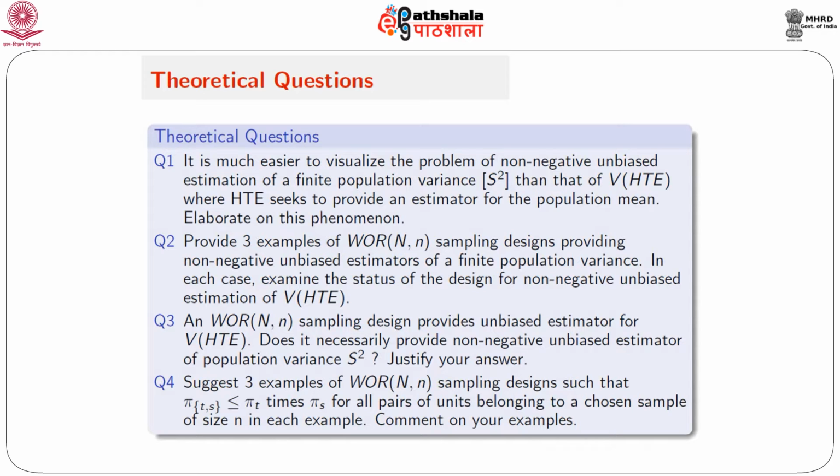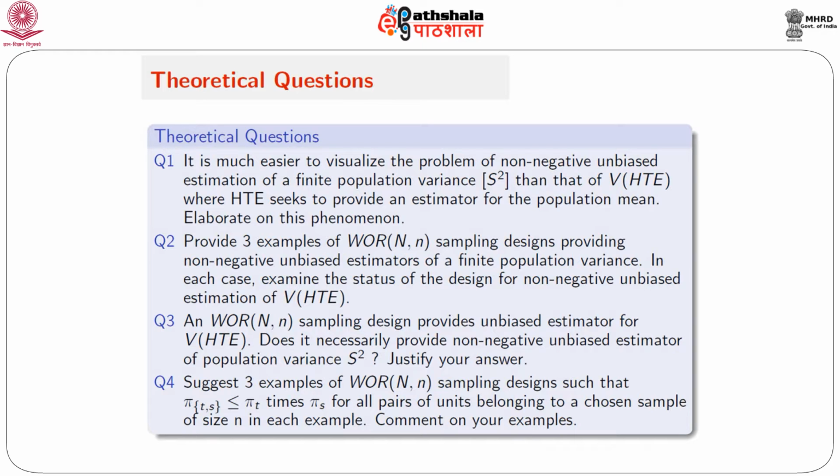Problem number 2. Provide 3 examples of without replacement sampling designs providing non-negative unbiased estimators of a finite population variance. In each case, examine the status of the design for non-negative unbiased estimation of the variance of the Horvitz-Thompson estimator. Very good problem, because we know for estimation of finite population variance, all we need is pi ij strictly positive. So, once we make a selection of a sampling design following only this principle of positive inclusion probability for all pairs, something may go wrong regarding the inequality pi i pi j greater than or equal to pi ij.